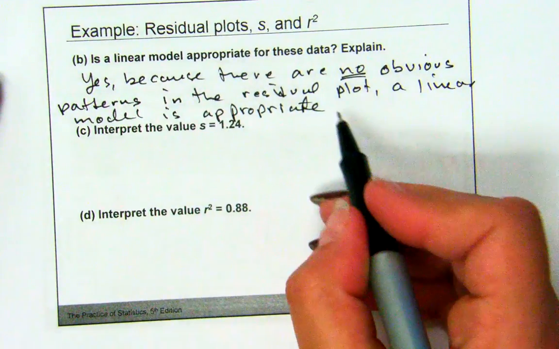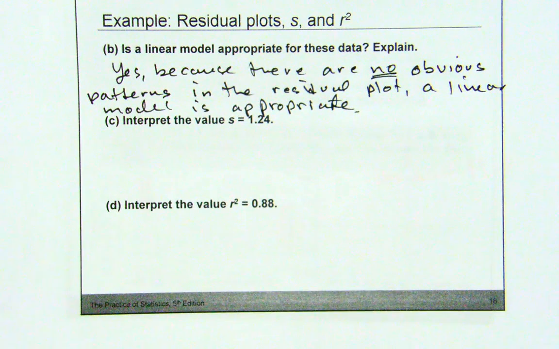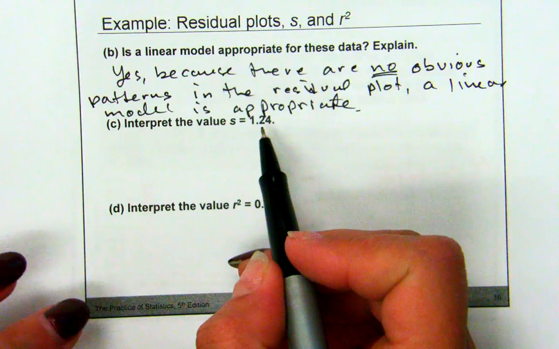Okay, next. Interpret the value of S and interpret the value of R squared. So those are the two new things that you did in this one. Okay, so your value for S was 1.24, which is okay.